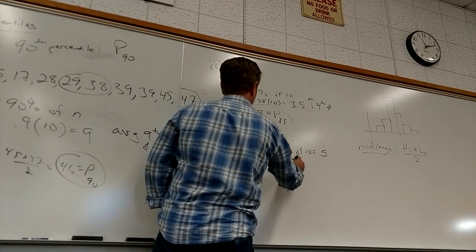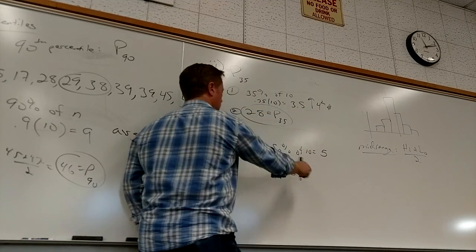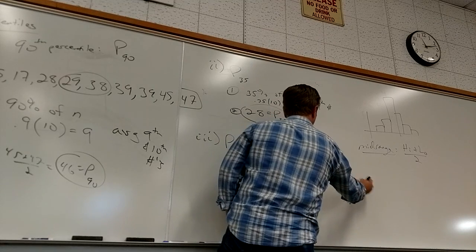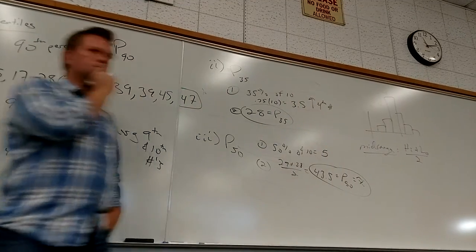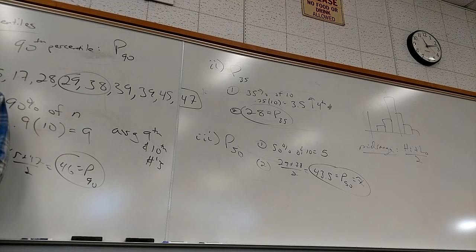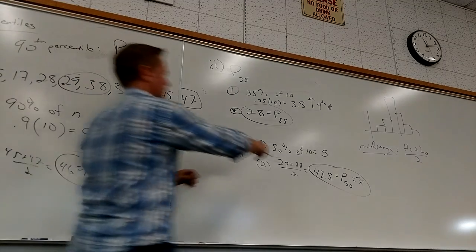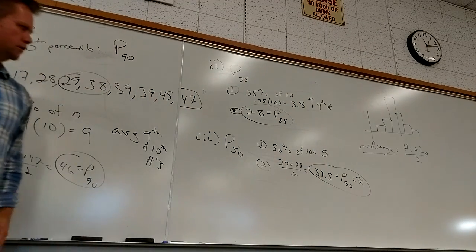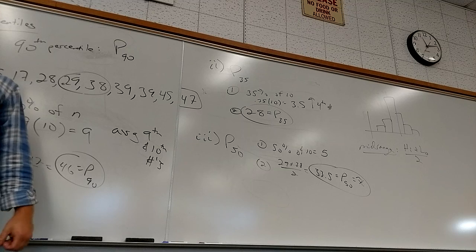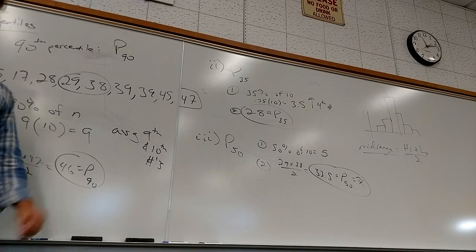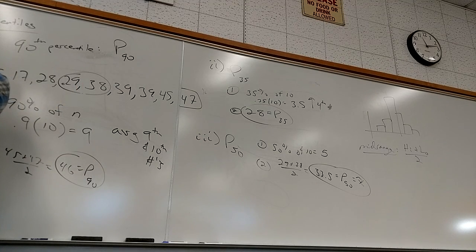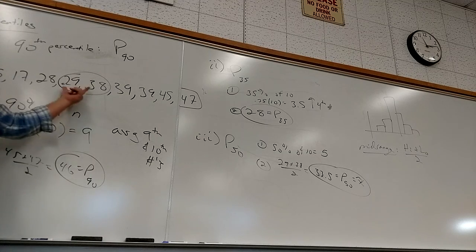So it'd be 29 plus 38 divided by 2. That's not the way I do it, by the way. That is 33.5. Is that why you guys are looking at that weird? I don't blame you. So it's right in the middle. That's exactly what we would have gotten before this. 10 numbers, where's the average? The number in the middle of the 2 in the middle, that's the average of those. That's exactly what we just did.